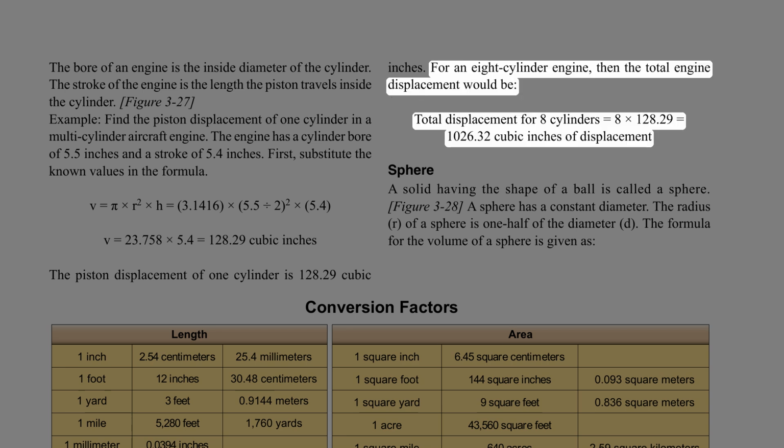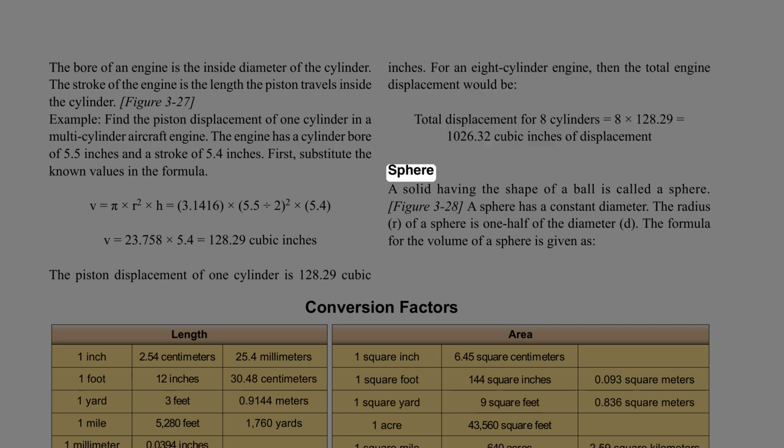For an 8-cylinder engine, the total engine displacement would be total displacement for 8 cylinders equals 8 times 128.29 equals 1026.32 cubic inches of displacement. Sphere. A solid having the shape of a ball is called a sphere. Figure 3-28. A sphere has a constant diameter. The radius, r, of a sphere is 1/2 of the diameter, d.